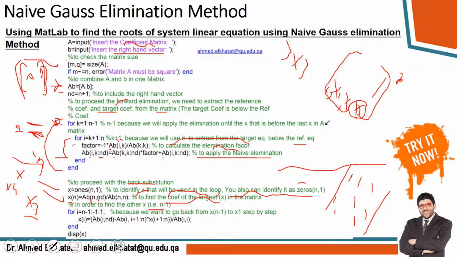What should we do then? xi should be equal to AB I ND minus AB I from I plus 1 until you reach n, times x from I plus 1 until n, overall divided by AB I I. I know you may find this step very complicated, but this is to apply the back substitution for all steps. Then end and display x.